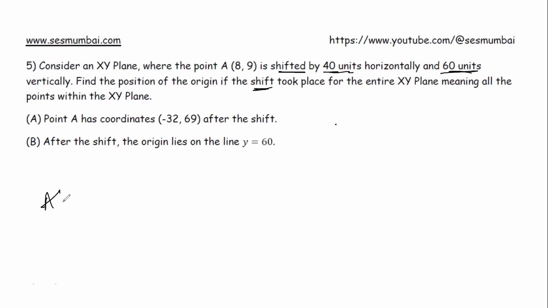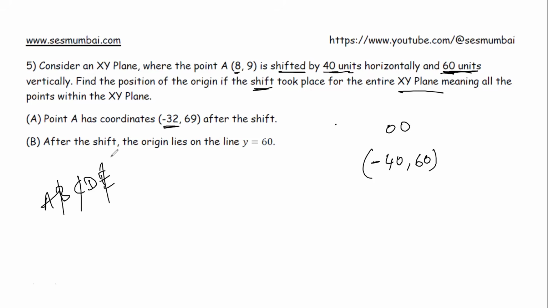So we have to look for the information in A, B, C, D. A gives us the shift. By looking at the negative 32 from A, we know that the 40 units is gone towards the left. And looking at 69, we come to know that the vertical shift is up. So the origin, which was 0, 0, since the entire xy plane also shifted, will now be at minus 40 and plus 60, correct? So A answers, B, C is out.